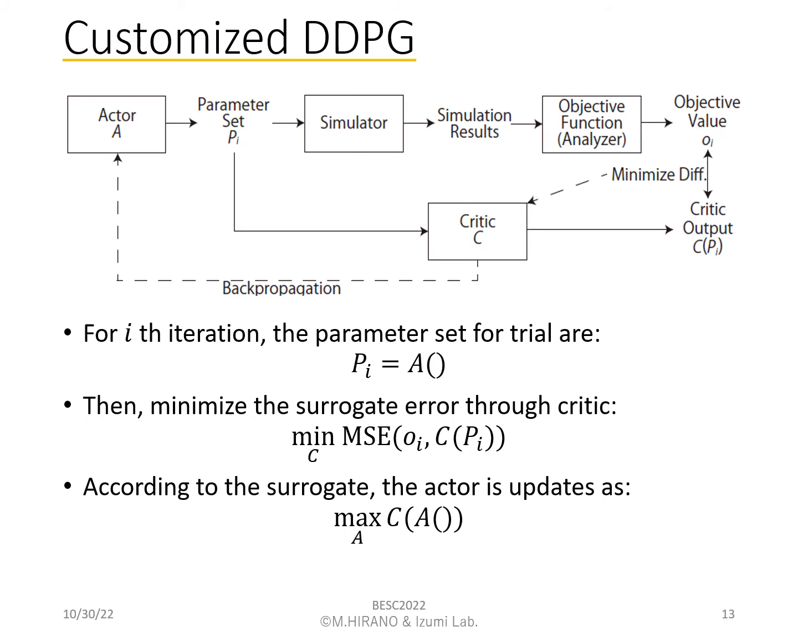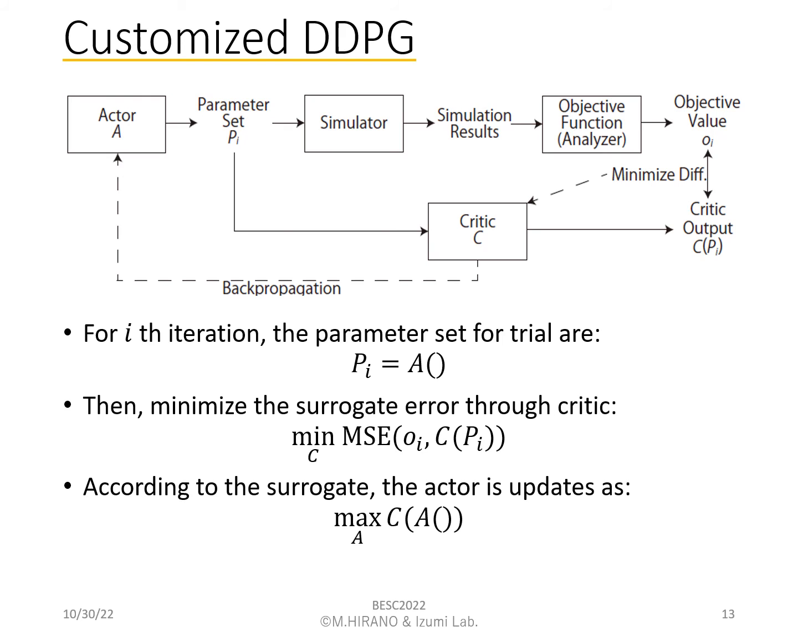Customization of DDPG. As I mentioned earlier, the task is very different from the usual reinforcement learning task because no state exists: parameter tuning is not a Markov process, and it is only a one-shot trial. So for each iteration, the actor generates the parameter set without any input, as the first equation.